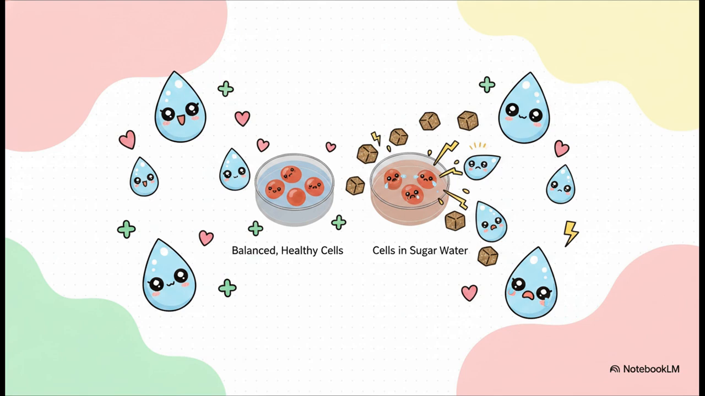But if you drop a cell into a highly concentrated solution, like thick sugar water, suddenly there's way more water inside the cell than outside, so water rapidly exits the cell through osmosis, causing the whole thing to dramatically shrink and shrivel up.